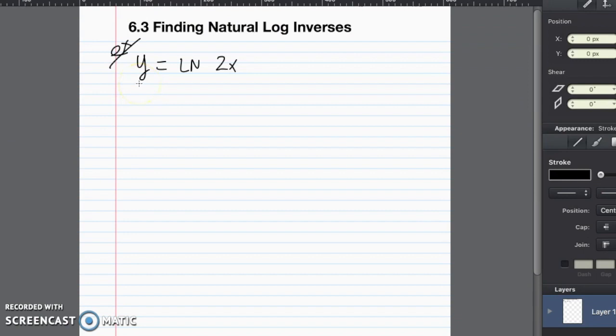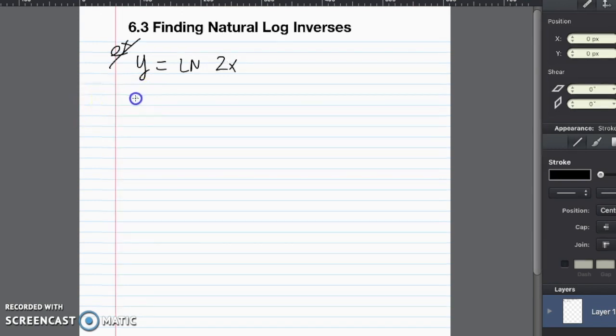In particular, we're going to talk about finding inverses for stuff like this example here. We have a natural log. This is some graph that we're graphing, and we want to find the inverse of it. That is no problem. We can actually do that. So what we're going to do is find the inverse like we did before.